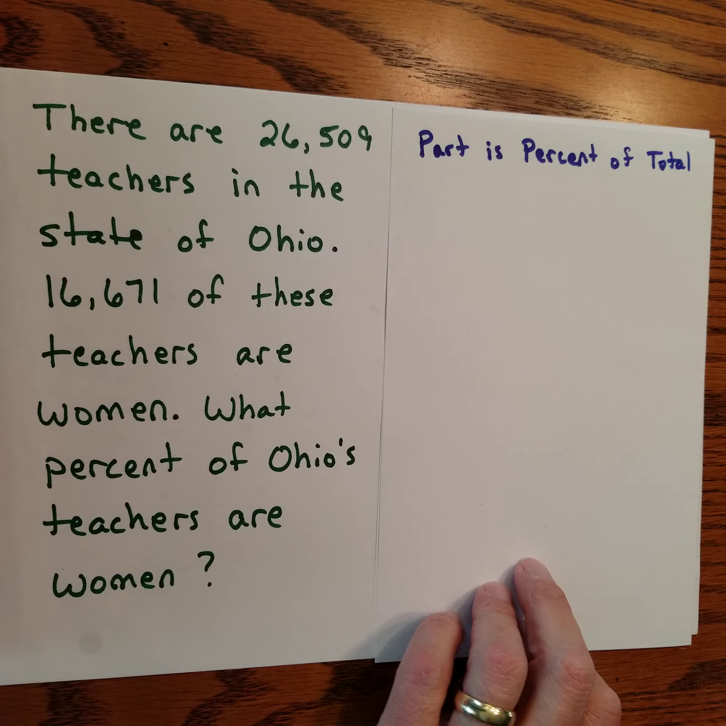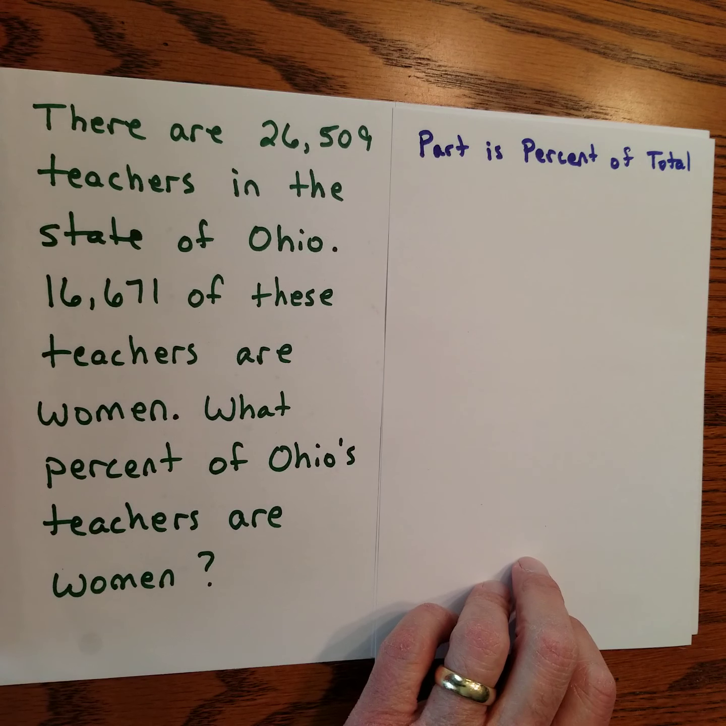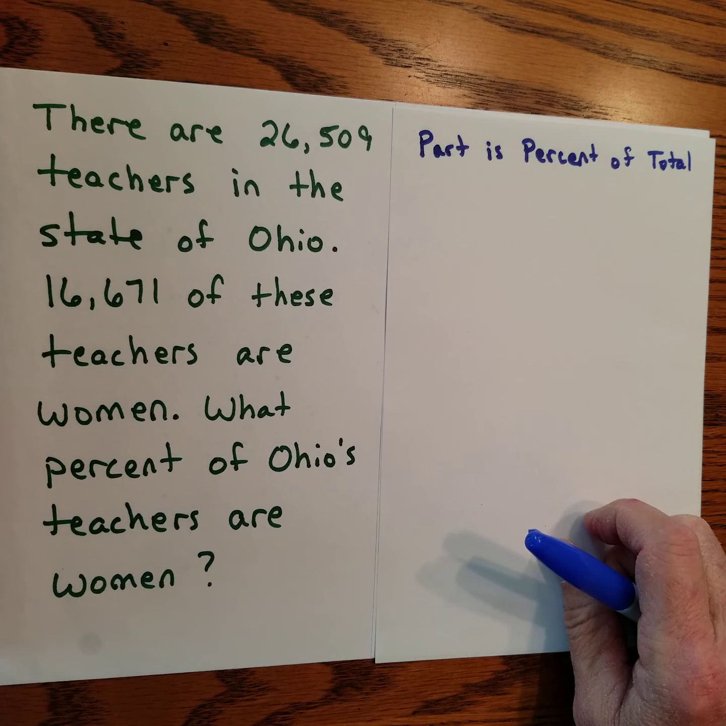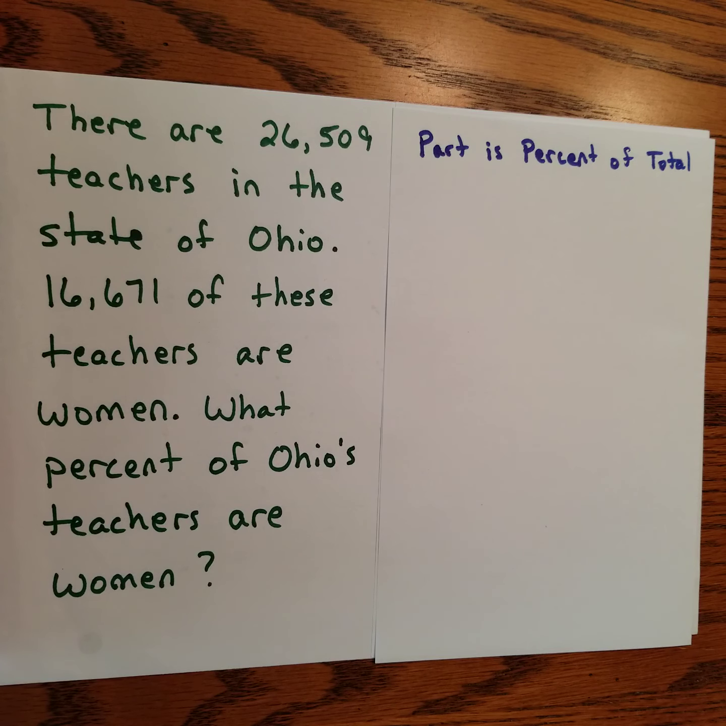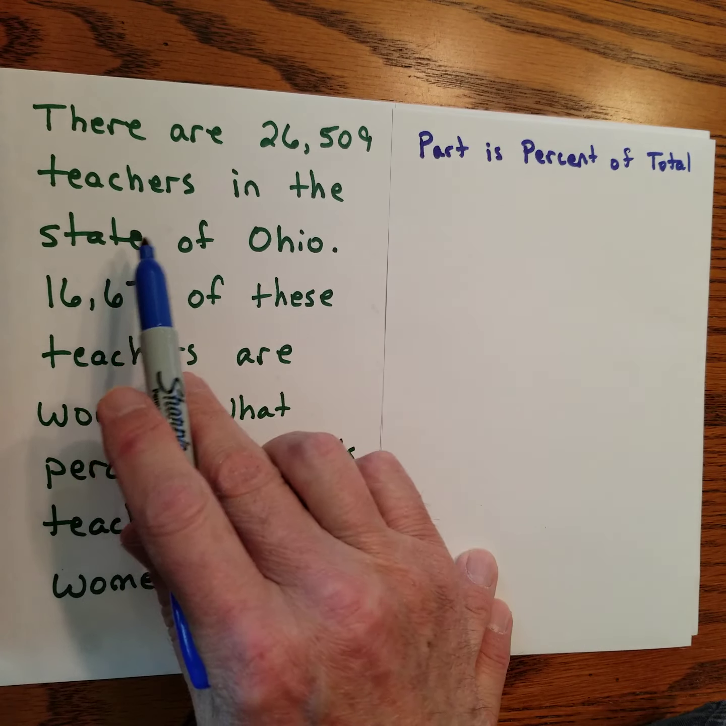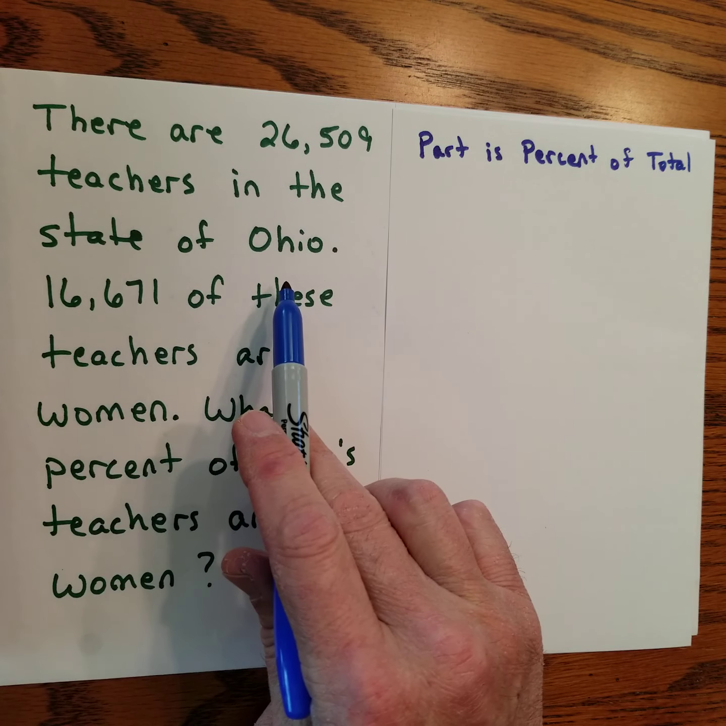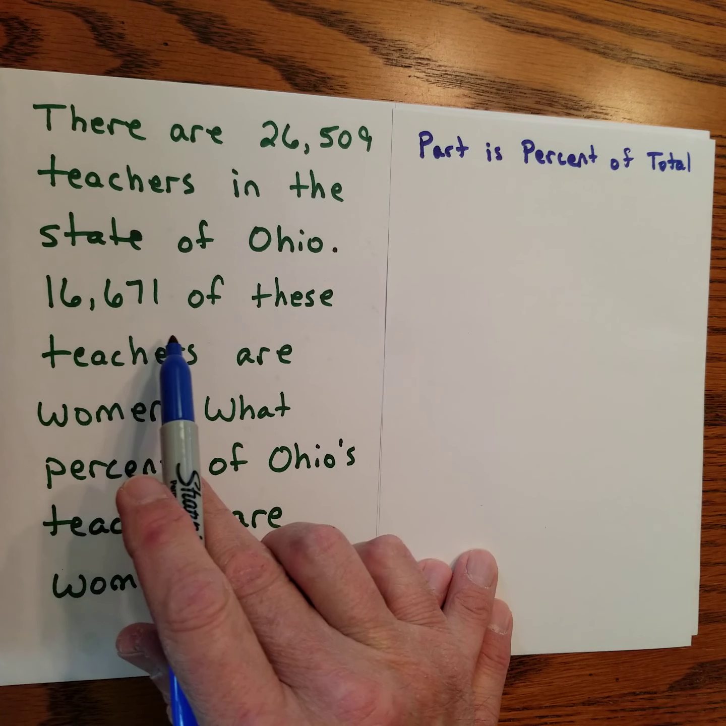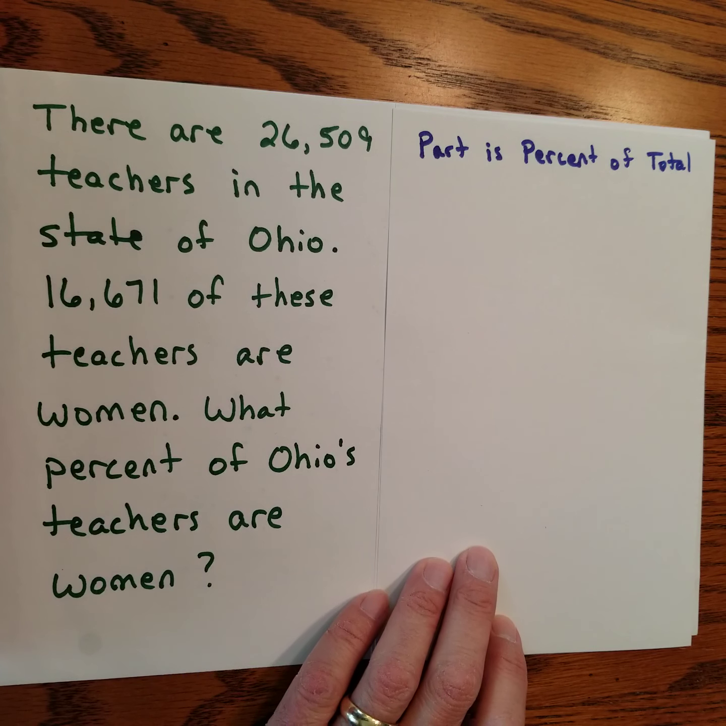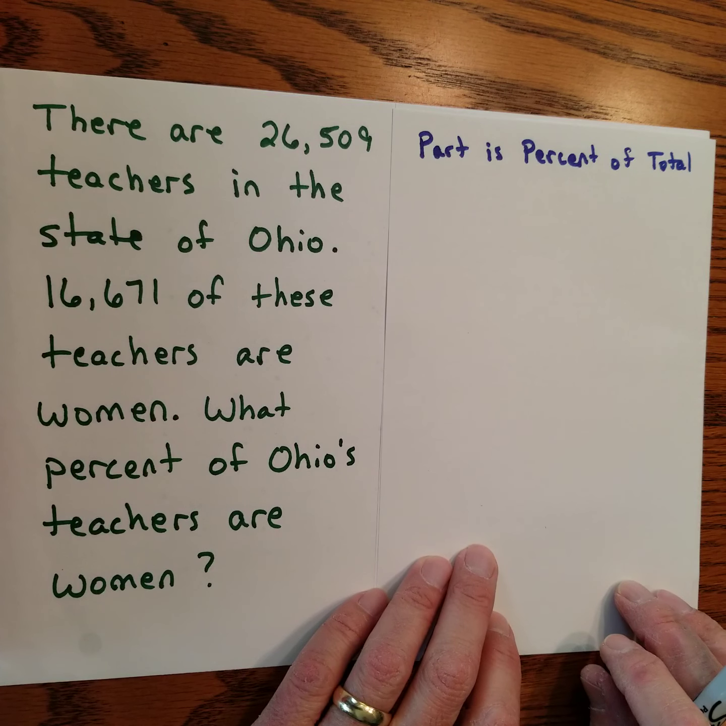All right, last example. Pause the video, read the problem through twice. Try it on your own if you like. Then turn the video back on and we'll work it together. Here we go. There are 26,509 teachers in the state of Ohio. 16,671 of these teachers are women. What percent of Ohio's teachers are women?